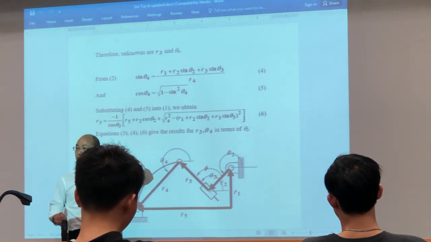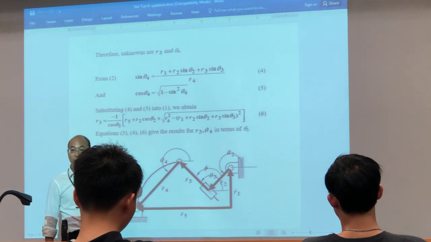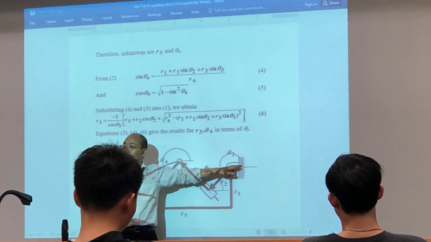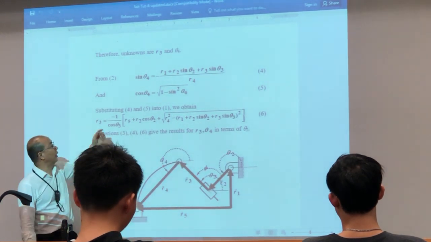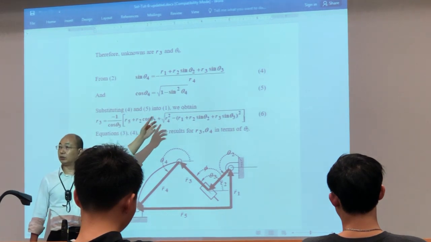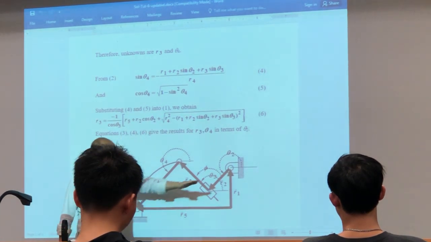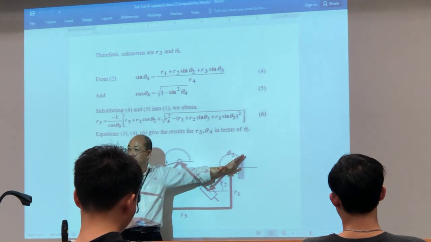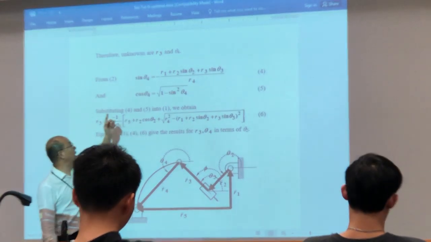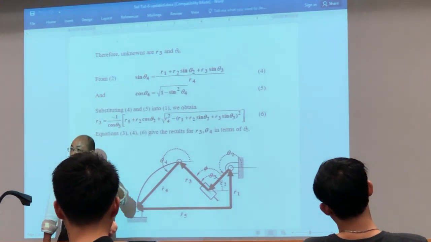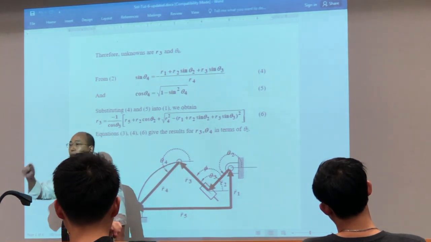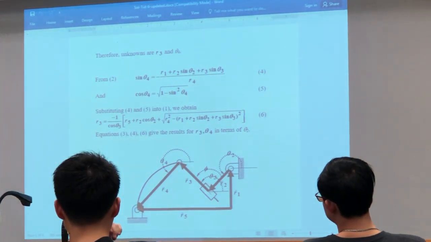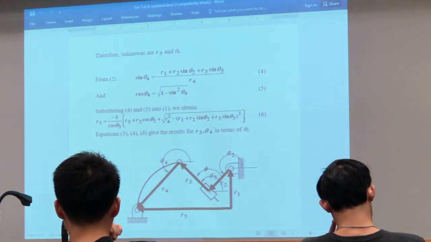So I give you an example, you can visualize this. At the beginning we give the input angle theta 2 equal to 0 degrees. When theta 2 equals 0 degrees, you can calculate R3 and theta 4. So it's one point. After that, when theta 2 changes to 5 degrees, you can calculate another R3 and another theta 4, so another point. Then when theta 2 changes to 10 degrees, you have another point. If you plot out the curve, it will give you the animation of how the mechanism moves. So that is how it works.